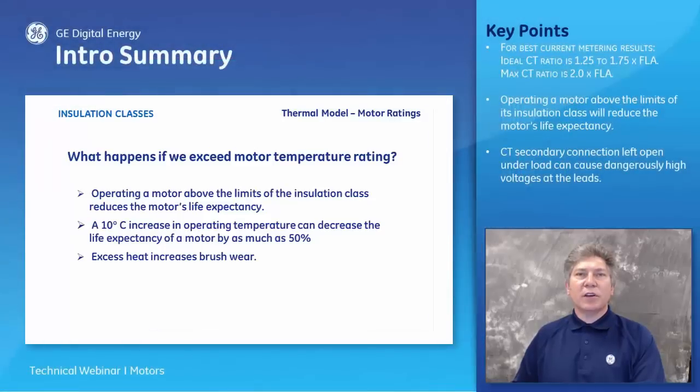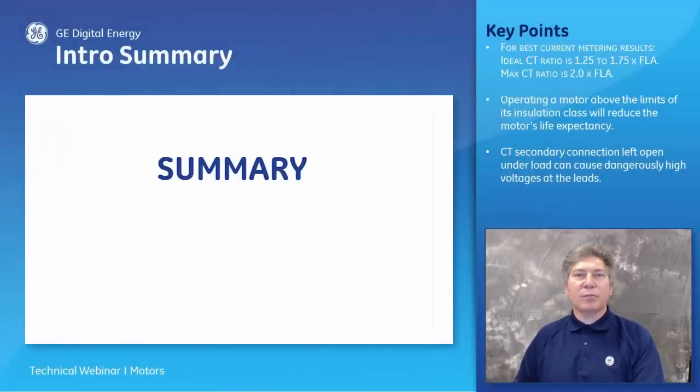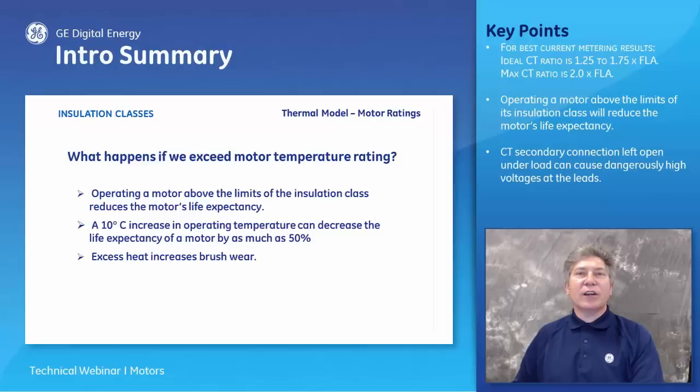Let's summarize some of the key points of this last part. What happens if we exceed motor insulation temperature ratings? Operating a motor above the limits of the insulation class reduces the motor's life expectancy. A 10 degrees Celsius increase in operating temperature can decrease the life expectancy of a motor by as much as 50%. Excess heat also can increase the amount of brush wear.